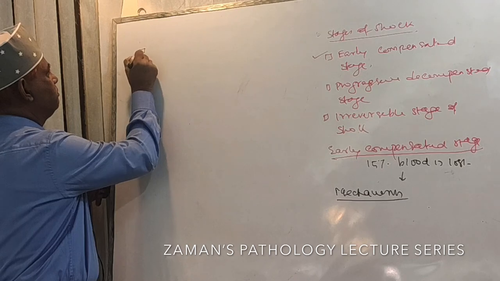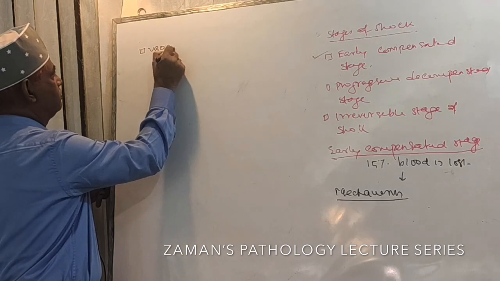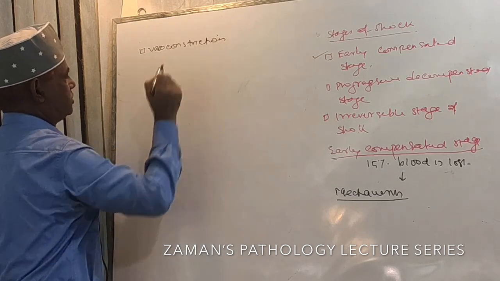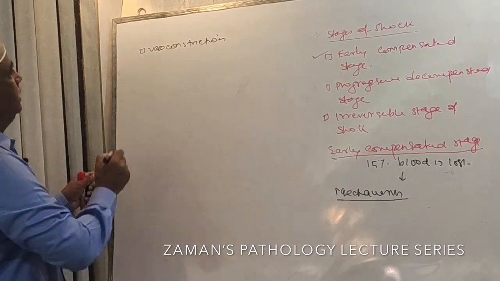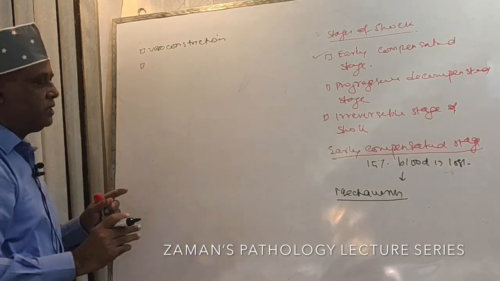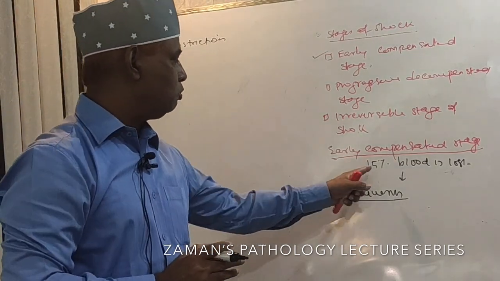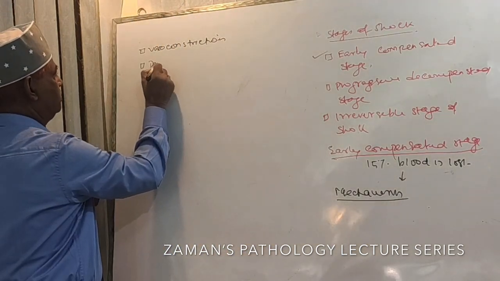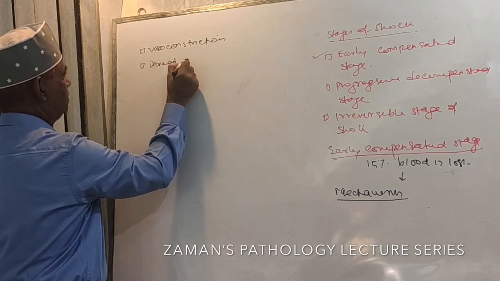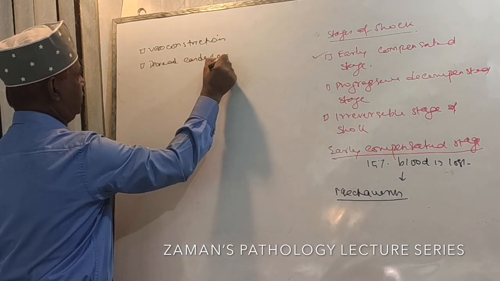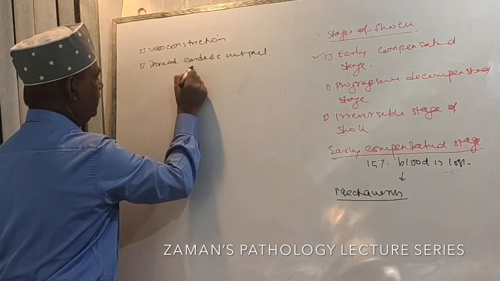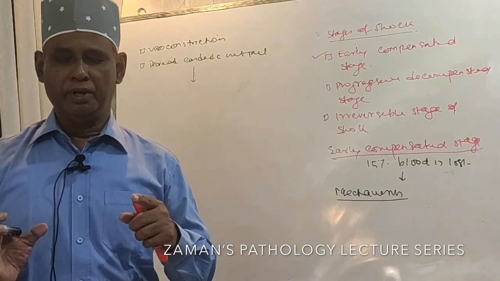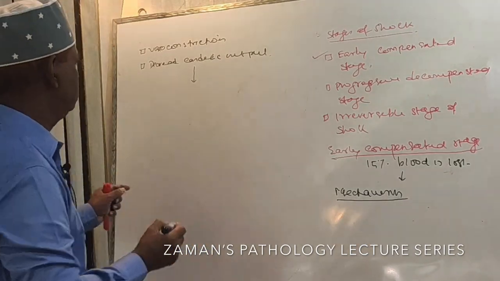First, there is vasoconstriction. Then, as there is reduction in blood volume due to 15% of blood loss, there will be decreased cardiac output. As there is decreased cardiac output, what will happen? There will be decreased renal blood flow.